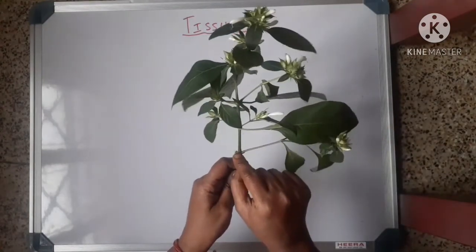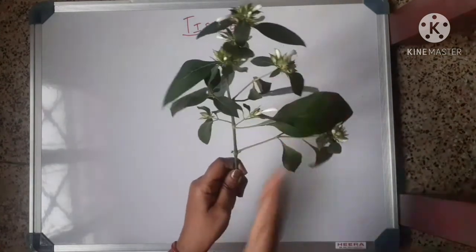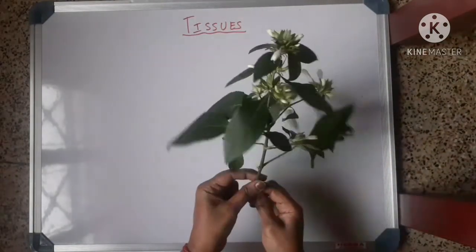It is found here below, and that helps in increasing the length between two nodes, and hence it increases the length of the shoot and branches. Okay, the three kinds of meristems are there.